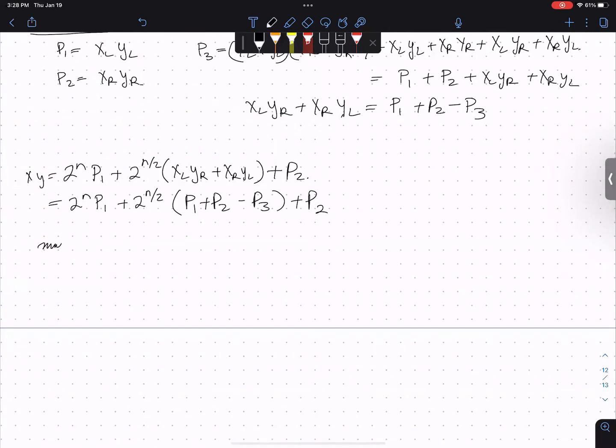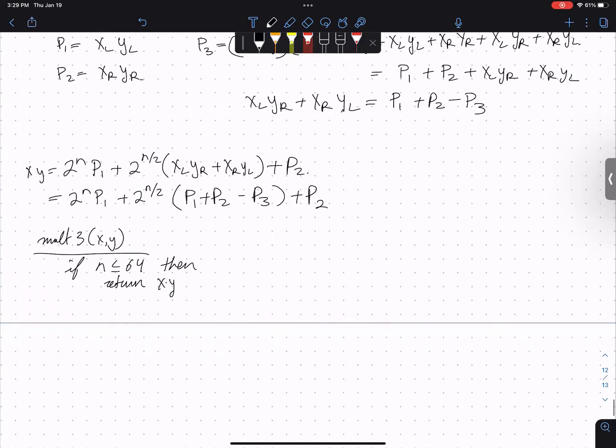Let's write down the algorithm, mult3 xy, so we have it precisely. This time I'm going to be precise and add a base case. So if n, the number of bits, is less than or equal to 64, then return x times y. In other words, we're just going to use the compiler, the machine multiplication, because these are just ints now, x and y. If each is less than 64 bits, these are just ints. So we don't have to make any recursive call. That's the base case.